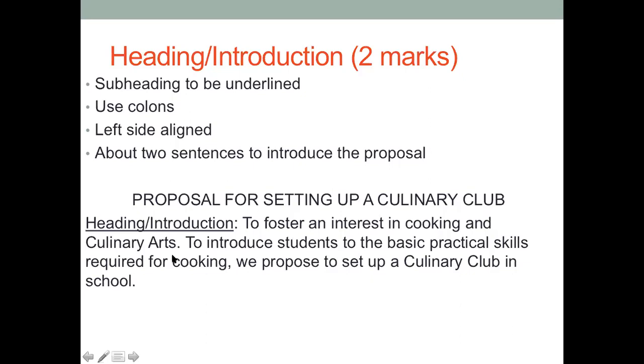So very simple. These are 2 sentences, no repetition in what you are writing. So 2 marks for 2 sentences. Very clearly, it's a basic introduction that you need to write in order to inform your authority of why you wish to set up a culinary club. After your heading and introduction, so first is the title, proposal for setting up a culinary club. Then comes your heading or introduction. You have to follow these guidelines for the format. After the colon, you start writing, and you have to cover a minimum of 2 sentences, no repetition in content.